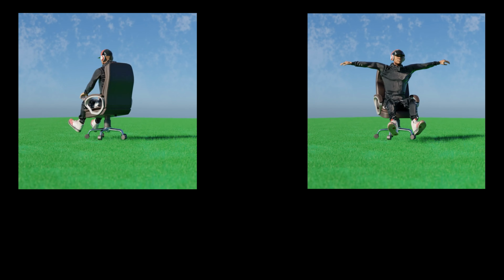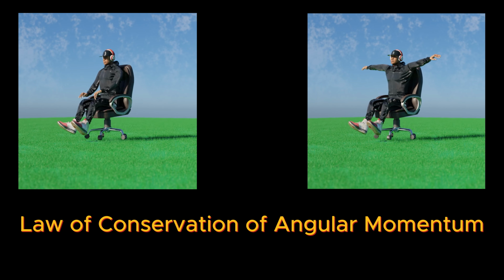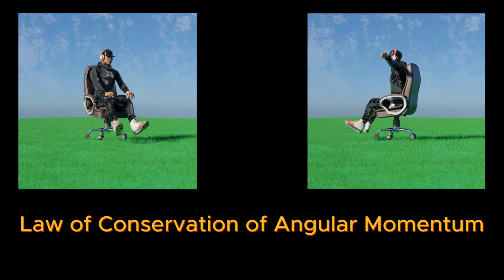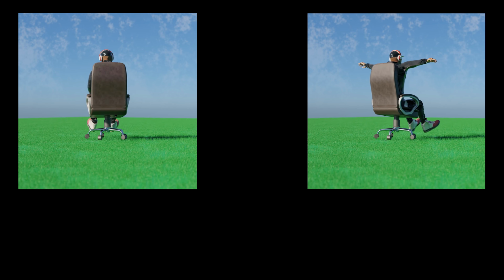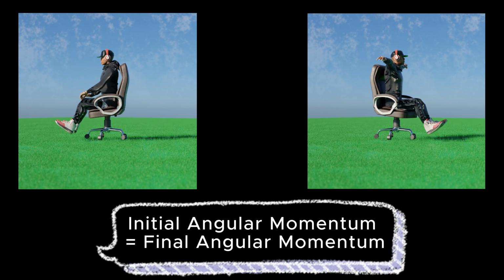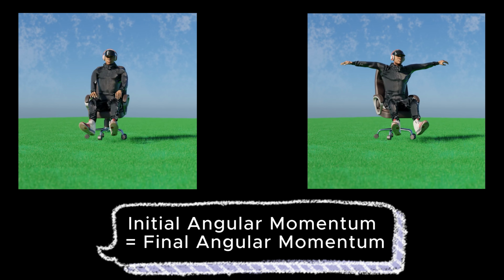Its explanation lies in the law of conservation of angular momentum. Let's compare these two scenarios side by side. Since there was no external torque acting on the system consisting of the man and the chair, the total angular momentum must remain constant, whether before or after the arms were extended.